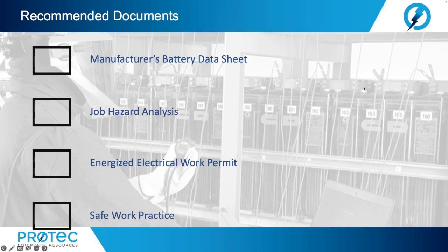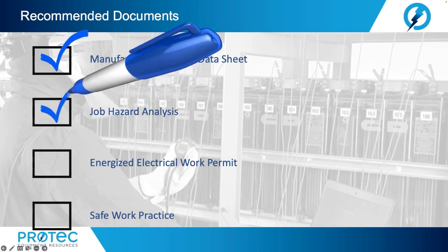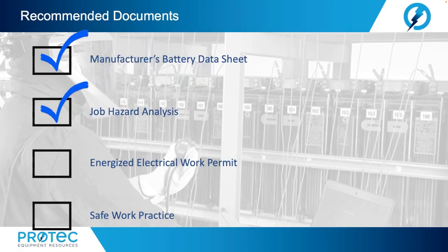Now, prior to rushing out to the job site, there is certain documentation that is highly recommended or that we should have on hand. One, the battery manufacturer's data sheet. This is where we're going to be able to find the discharge rate to various cutoff voltage levels. Also, a completed job hazard analysis that is discussed with all crew members prior to the beginning of the job.